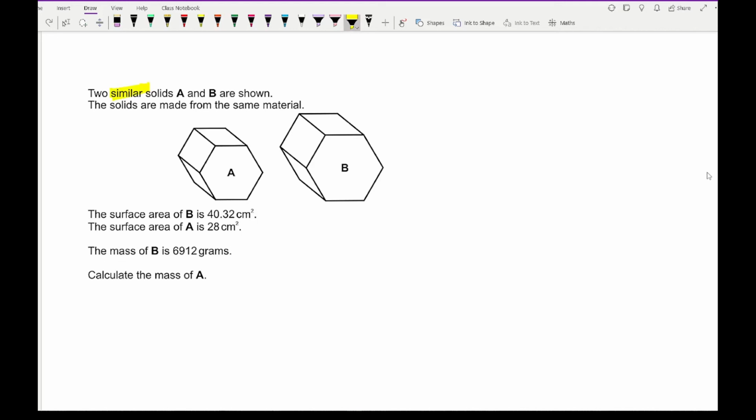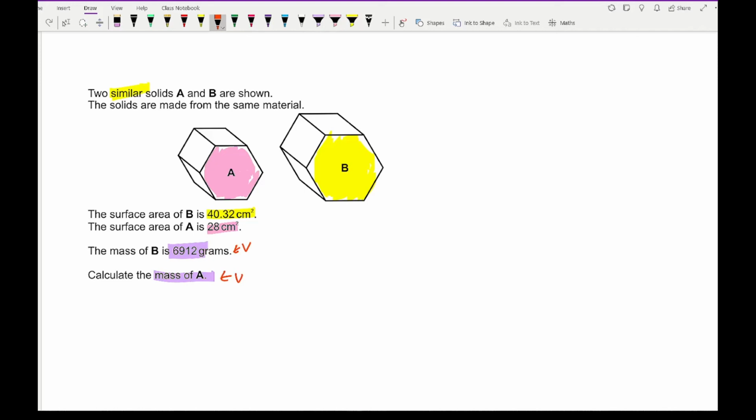It says that the surface area of B is, and again the surface area is this here, and that's 40.32, and the surface area of A, which is this here, is 28. And the question is saying that the mass of B, so in other words the volume, is 6,912 grams, and the question is asking us to work out the mass of A. So in other words, this is like the volume, and it's been asking us to work out the volume.